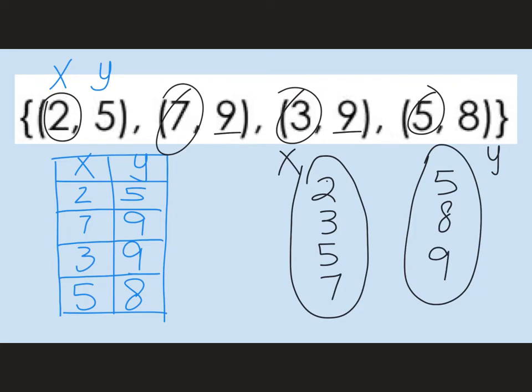Now, from here, this is the fun part. I like to say it's fun. It's kind of similar to a table right now. What we're going to do now is draw arrows to the points that go together. So 2 is paired with 5, so I'm going to draw an arrow from 2 to 5. 3 is paired with 9, so I'm going to draw my arrow from 3 to 9. 5 is paired with 8, so I'm drawing that one. And then last but not least, 7 is paired with 9. So this is a mapping. Remember, the X's are always on the left. Questions about this one?